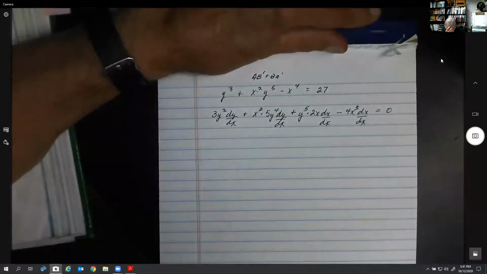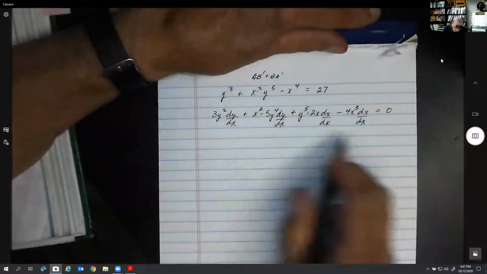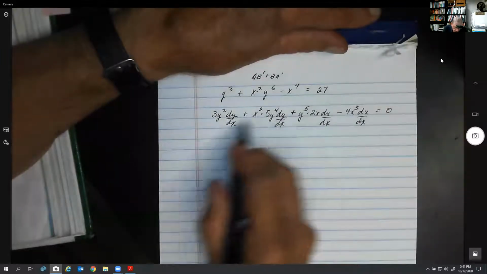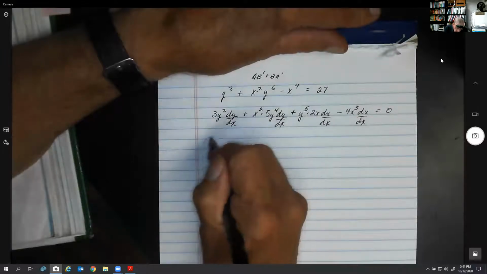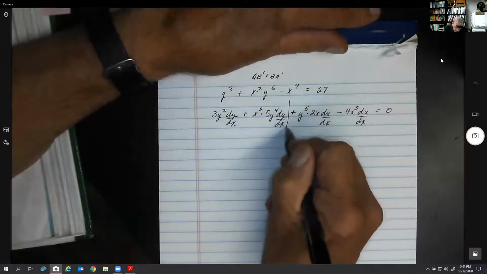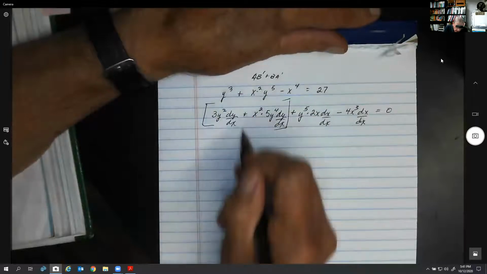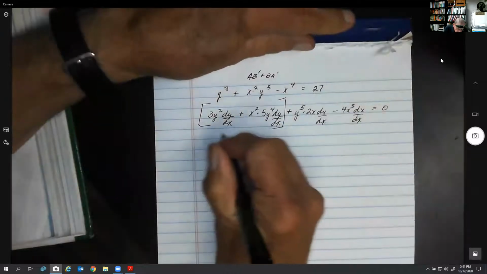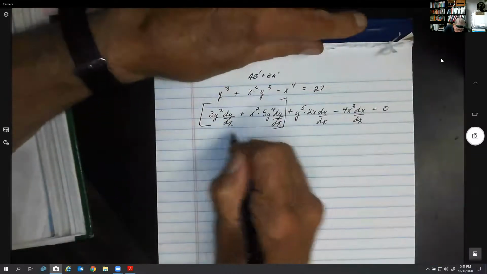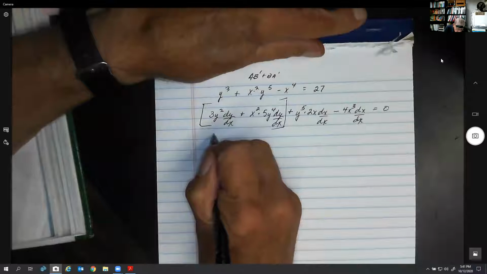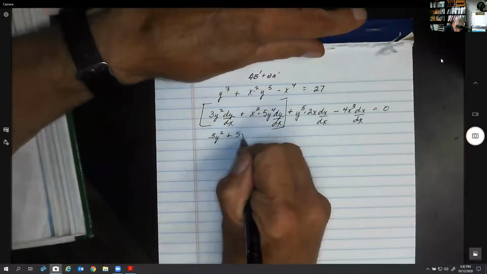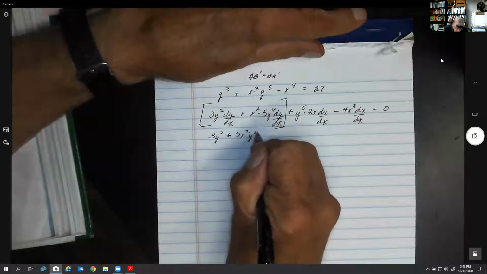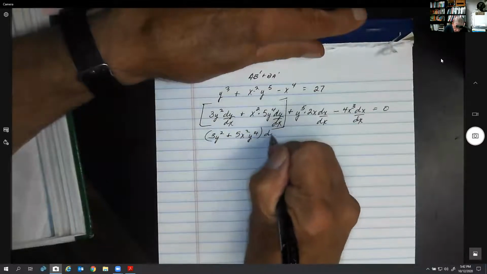Okay, and the next thing I'm going to do, because this has a lot of terms, I'm going to put the y terms together and the x terms together. And I'm going to probably put these in parentheses. So I'm going to look at this part of it and factor out that dy over dx, because it's common to both those terms. I could put it in the front or the back, it doesn't really matter. I'm going to write it like this. 3y squared plus, I'm going to put this in order, 5x squared y to the fourth, that whole thing times dy over dx.